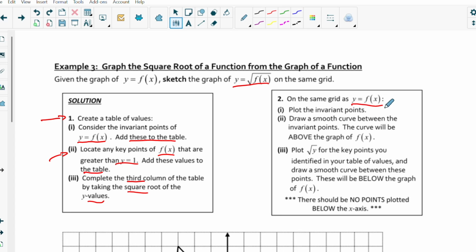Number 2, on the same grid as y equals f of x, plot the invariant points. Draw a smooth curve between the invariant points. The curve will be above the graph of f of x. Plot square root of y for the key points you identified in your table of values and draw a smooth curve between these points. These will be below the graph of f of x. There should be no points plotted below the x-axis.